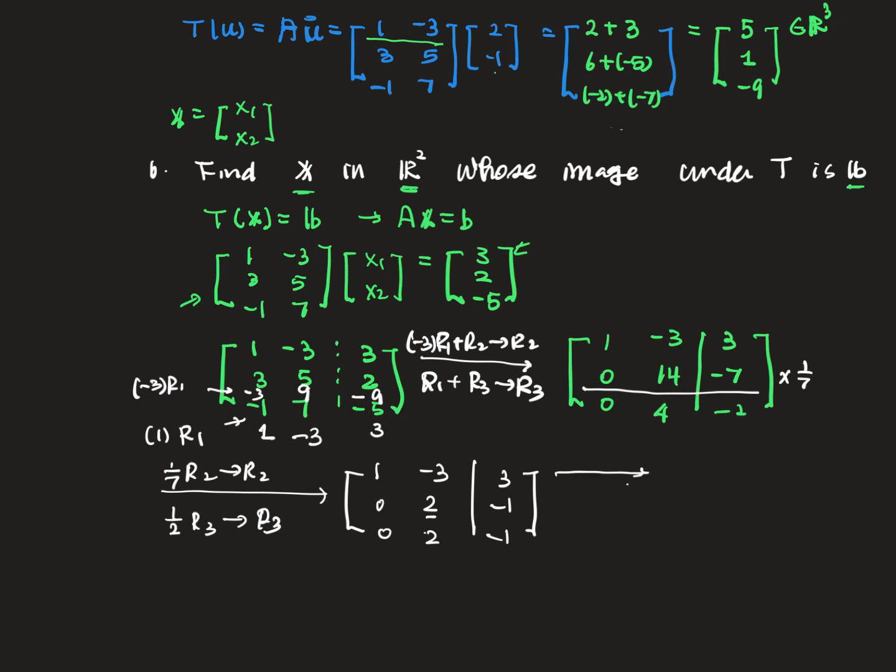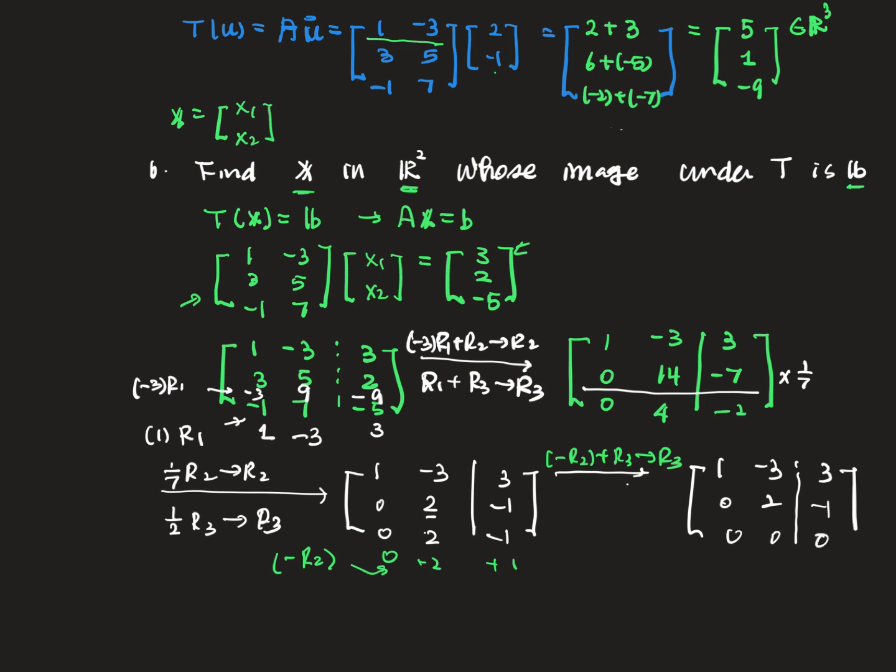This should be 0. So what do you have to do? So you need here negative 2. That's going to be negative R2. Going to be here 0, positive 1. So negative R2 plus R3 goes to R3. So you have 1, negative 3, 3, 0, 2, negative 1, 0, 0, 0. Okay, what do you see now, guys? This one. Can you see that?